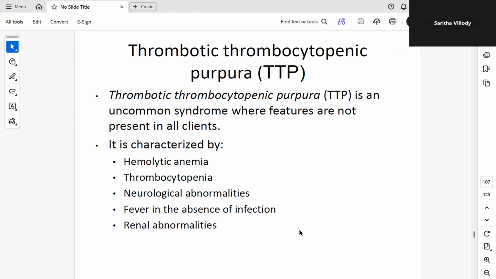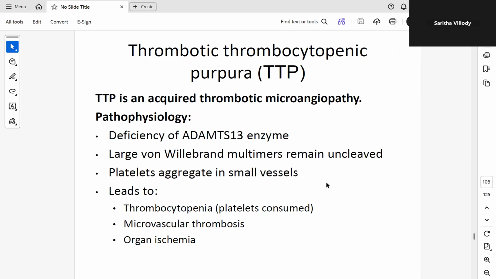As I said, thrombotic thrombocytopenia is seen in like 1 in 1 million people or something like that. It's a very rare condition characterized by hemolytic anemia and thrombocytopenia, which causes bleeding and neurologic problems. The patient could also be febrile and have renal ischemia. All of this can lead to manifestations. It is because of the deficiency of an enzyme.